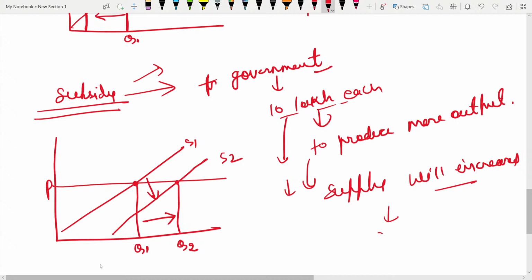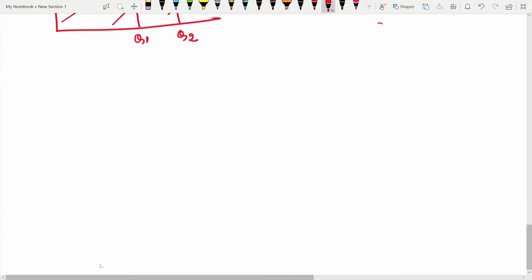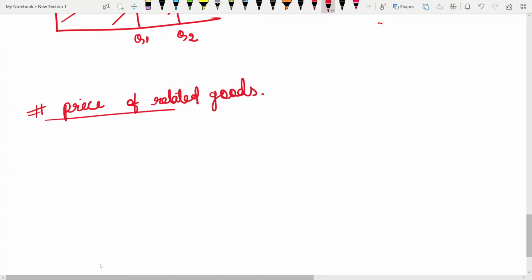Now, price of related goods. Price of related goods. What does it mean, price of related goods?